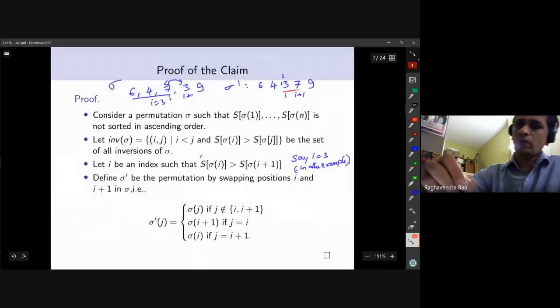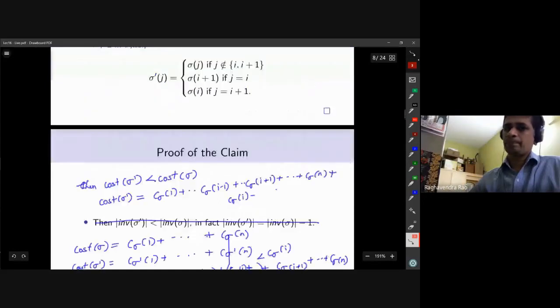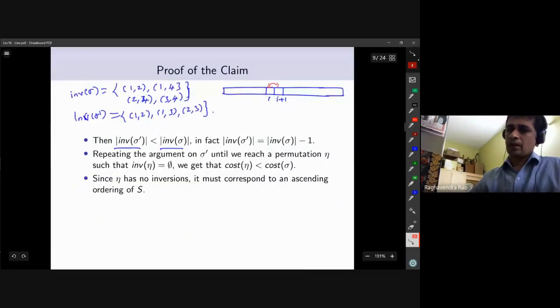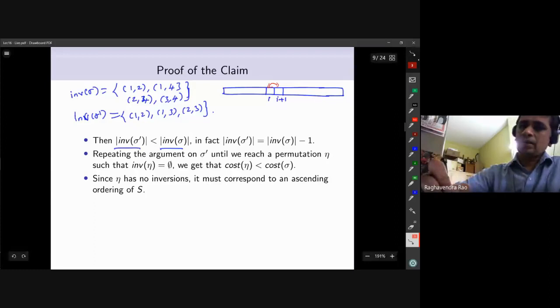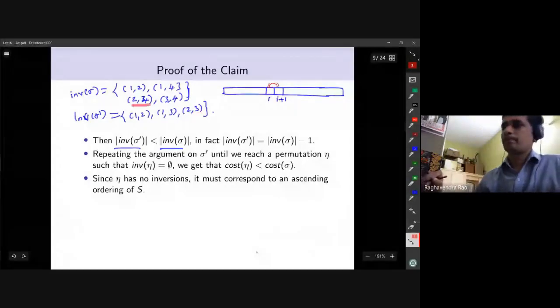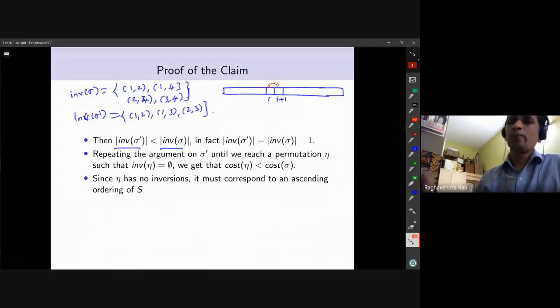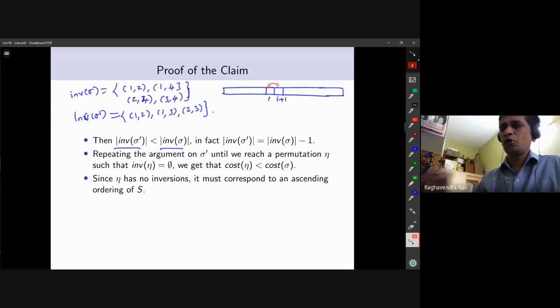So 1 4 was 6 and 3. Now 3 came from position i plus 1, which is 4, to 3. So now it became 1 3. The inversion became 1 3. And 2 3 was not present, but where did it originate from? It was corresponding to 2 4, right? 2 4 became 2 3. So can we summarize what changes happen?